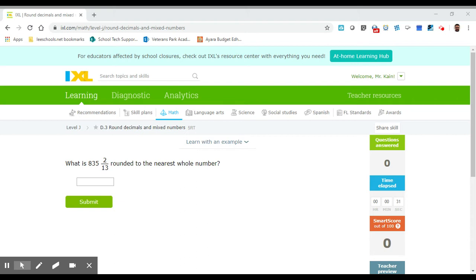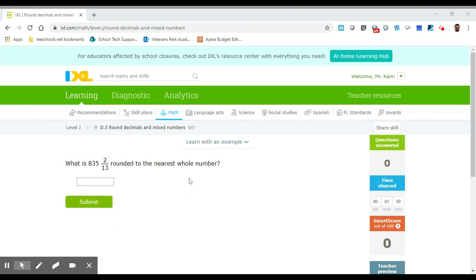Okay. So nearest whole number means we're looking into the ones place and we have to look at the fraction. If your fraction is less than half, then we don't touch that number. If it's 1/2 or greater, then it would bump up to a 6.